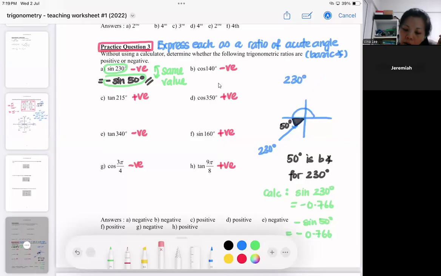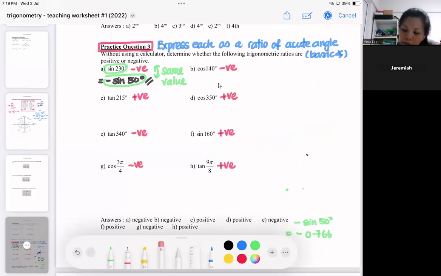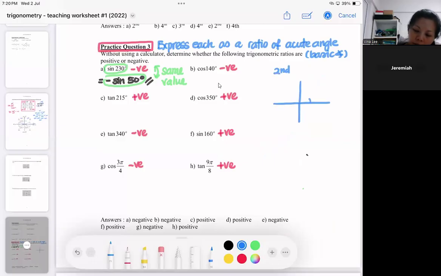So I go to part B. You might want to think about 140. Who is the basic angle for 140? 140 is in the second quadrant. So this is 140. Who is the friend? The friend is here. This is the friend. So 50 is the basic angle for 140.